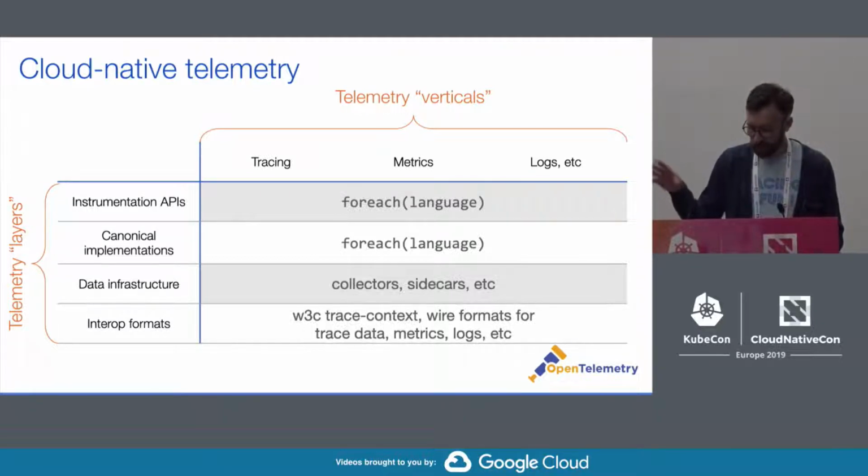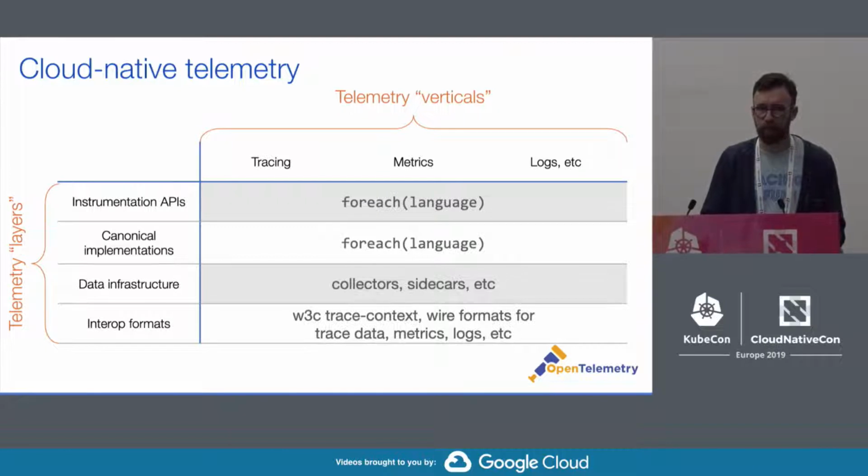What's absent here are actual applications of the telemetry data. So that would be things like Jaeger or Prometheus in the open source world, or Zipkin. There are a number of vendors here. I won't take this opportunity to advertise my own company, but we all are trying to sell stuff that uses this data as well.